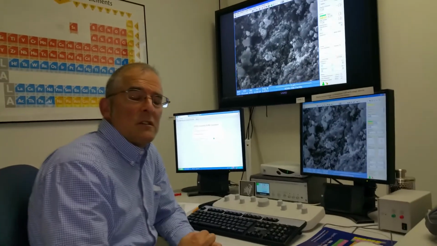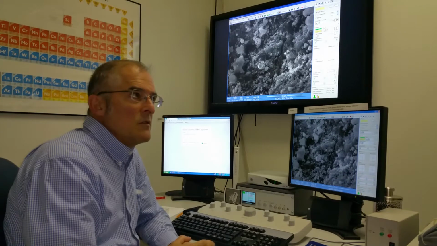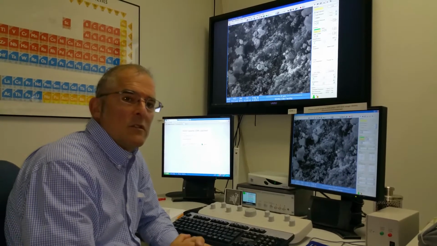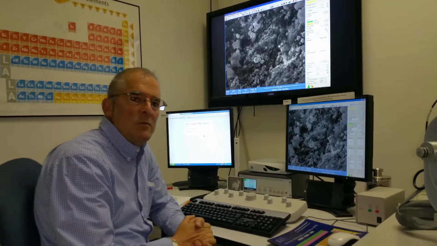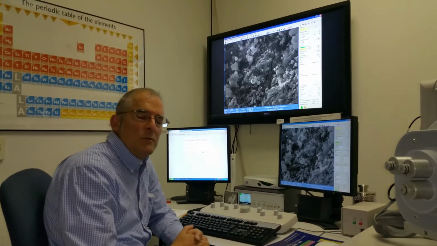So this is an image on the scanning electron microscope. This is a field emission source of electrons, so it's a very high resolution scanning microscope that's going to scan a beam of electrons over the surface of the sample.